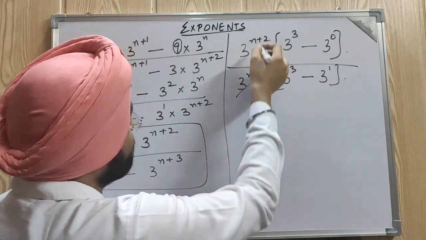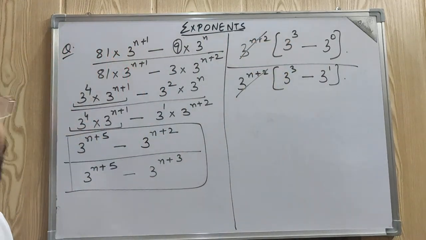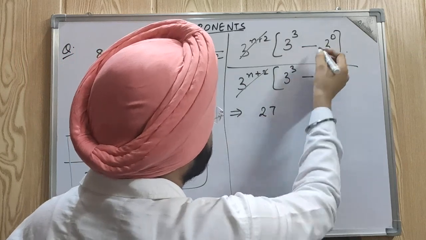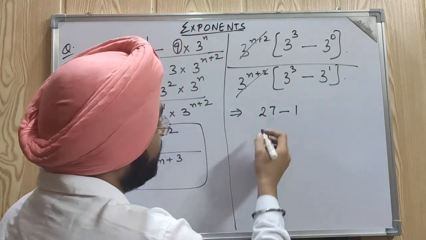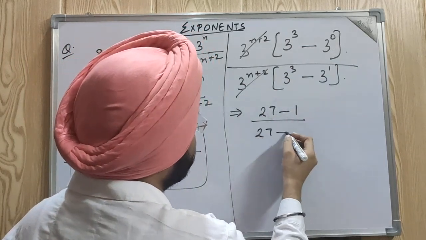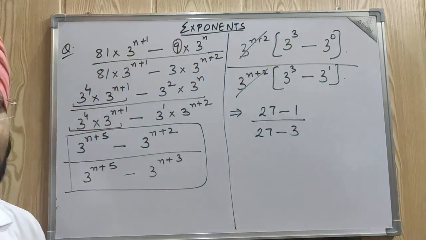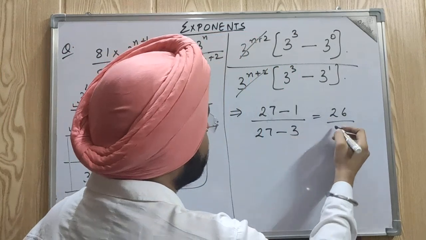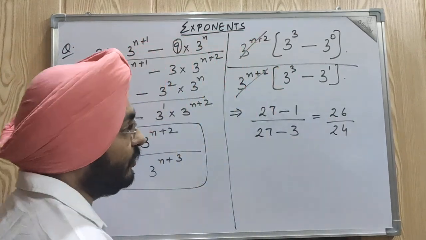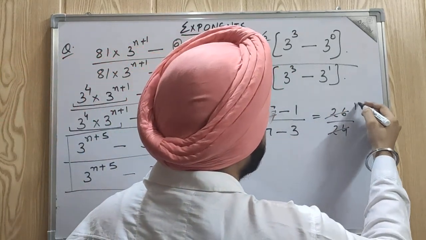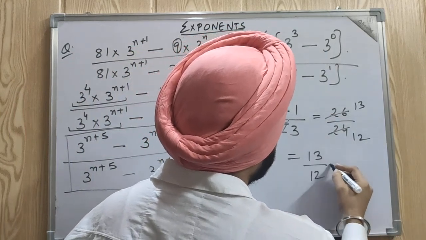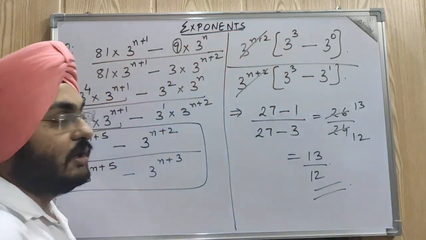Okay. So this 3 raised to power n plus 2, 3 raised to power n plus 2 will be cancelled. But we are left with 3 cube, which will be 27. 3 raised to power 0 will be 1. 3 raised to power 3 is 27 and 3 raised to power 1 will be 3 only. So 27 minus 1 will be 26 and 27 minus 3 will be 24. I am cancelling with 2. So 2 13 and 2 12. So answer will be what? 13 by 12. So this will be your answer here.